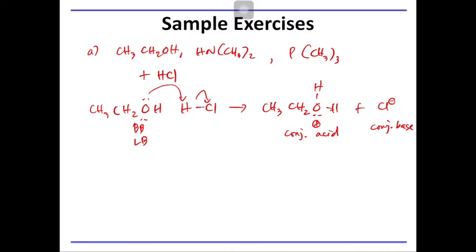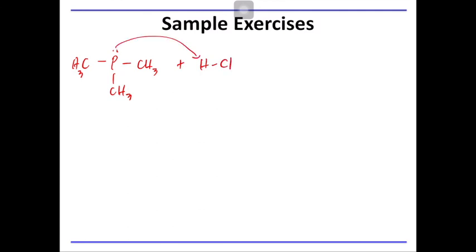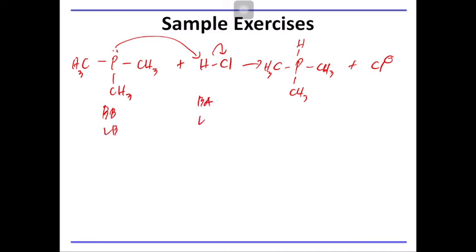Okay, the second example is dimethylamine with hydrochloric acid. Basically, you form an ammonium type of conjugate acid and chloride. So this one is your Bronsted base or Lewis base. This one is your Bronsted acid or Lewis acid, and this one is your conjugate acid and conjugate base. Reacted with hydrochloric acid, you have the same scenario with the phosphine. Same case. This one is your Bronsted base or Lewis base, and this one is your Bronsted acid and Lewis acid. Conjugate acid, conjugate acid and conjugate base.